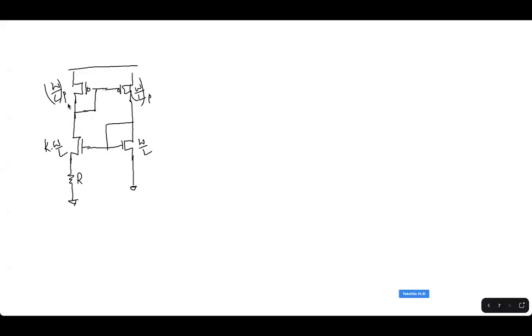What is it doing? It's just mirroring the current, right? The current which is flowing in the right side is mirrored to the left side. Whatever is flowing in the left side is mirrored to the right side. Basically, on both sides there is one PMOS pair and one NMOS pair whose current is getting mirrored, because of which there is always a constant current.